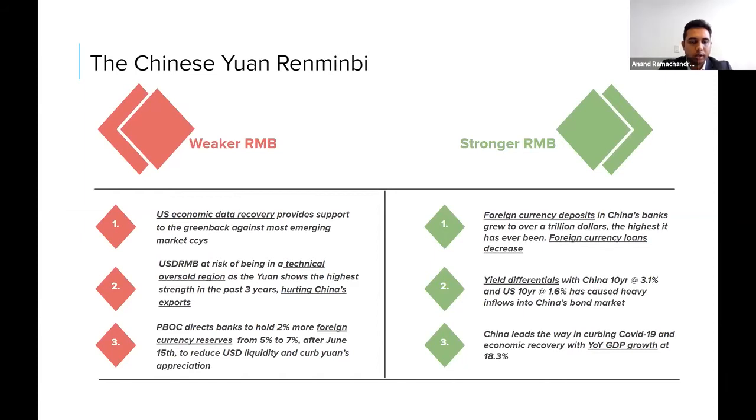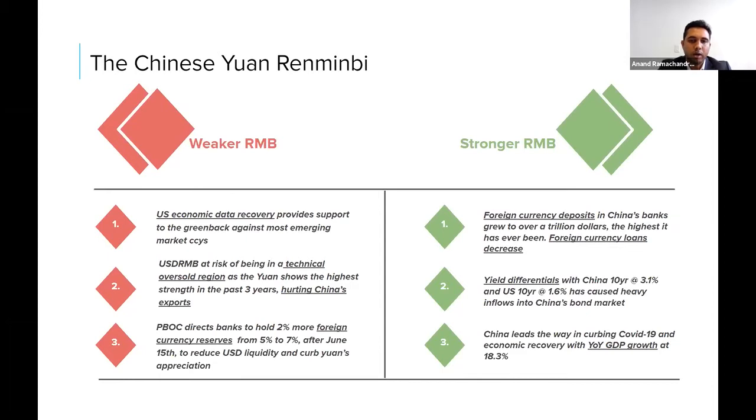US economic data recovery provides support to the US dollar against most emerging market currencies. As you notice, inflation's been going up in the US. On a year-on-year basis, GDP has improved in the US by 0.4%, and we think that this recovery is going to continue. If that happens, we'll see more buying in USD against Chinese yuan and other emerging market currencies.